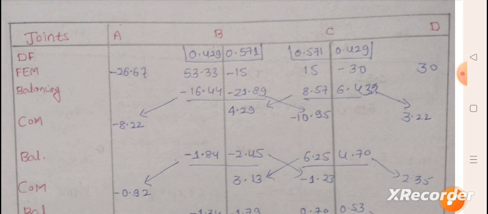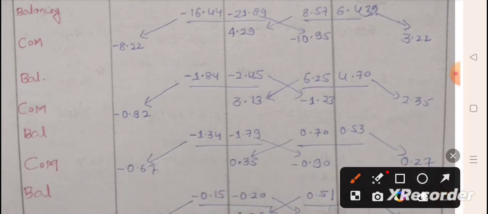Next I will move to the next step. Here after that one, I am getting the value. Okay, so what are you getting here? Same thing again, half will be transferred here. Why am I transferring? Because the far end is fixed. Half of 1.84 will be 0.92.